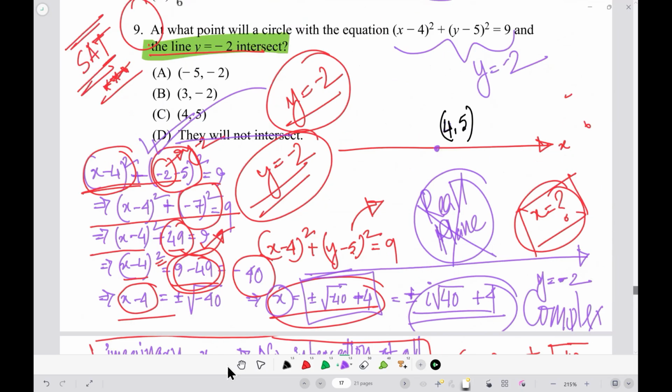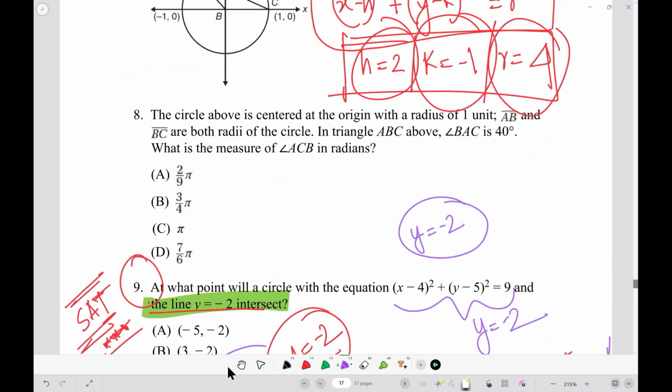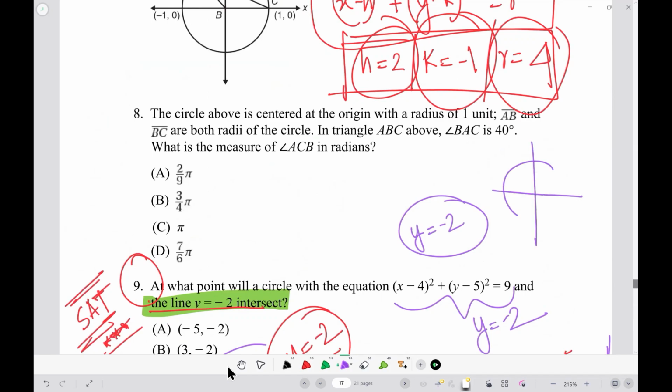And if you can draw, then you can use some graph paper, and then you can just plot it, and then you can just draw this y equals negative 2 line, and then after drawing and wasting a lot of time, you can say that they will not intersect.